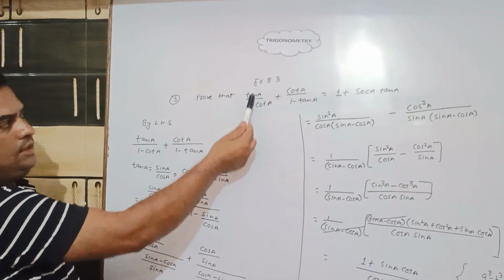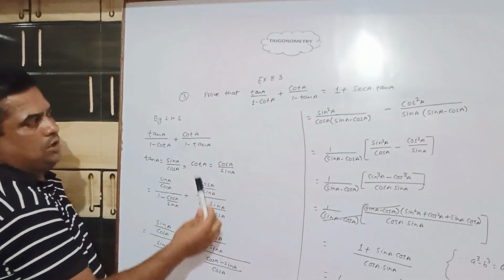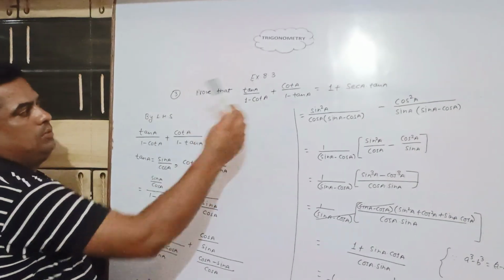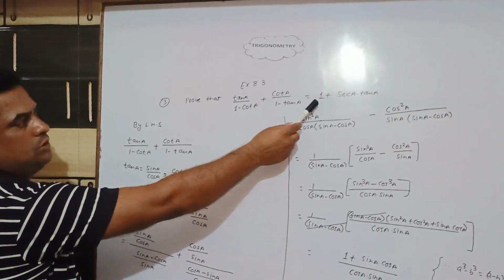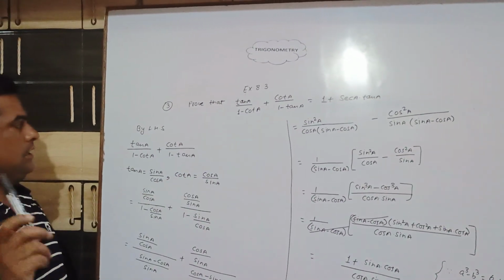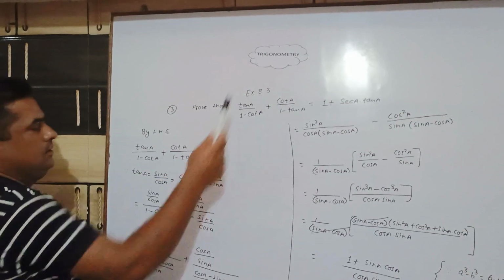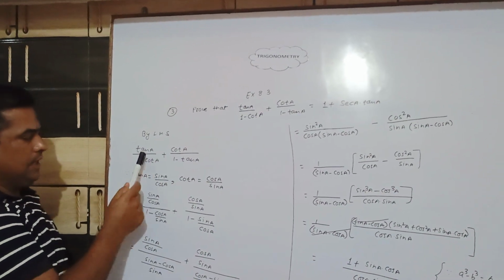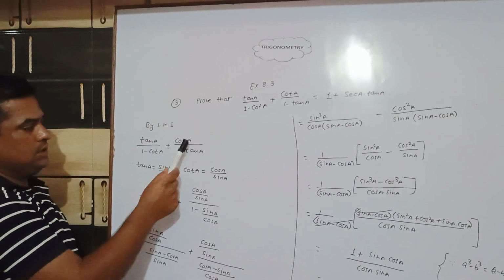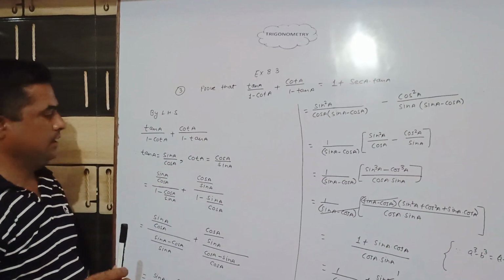Prove that tan A upon (1 minus cot A) plus cot A upon (1 minus tan A) is equal to sec A plus tan A. So students, we will take the left hand side. What is your left hand side? Tan A upon (1 minus cot A) plus cot A upon (1 minus tan A).